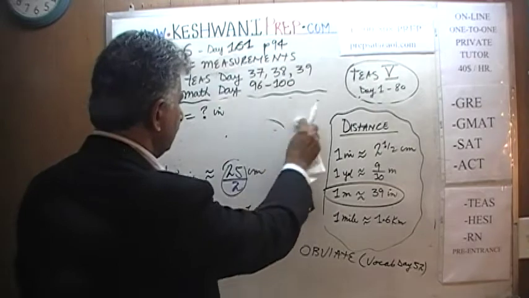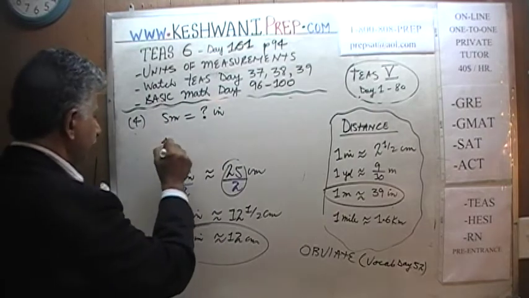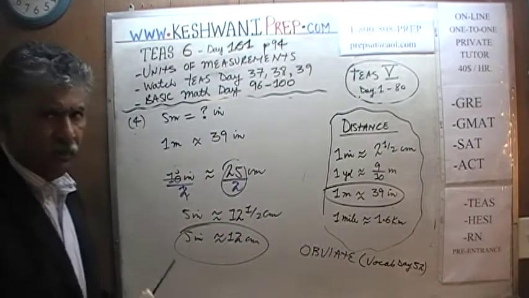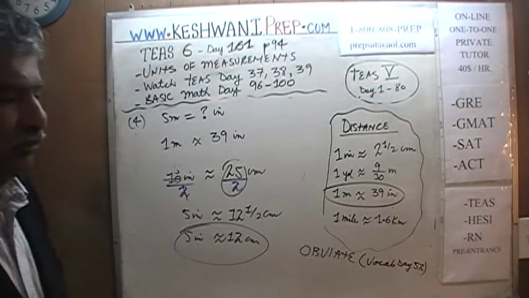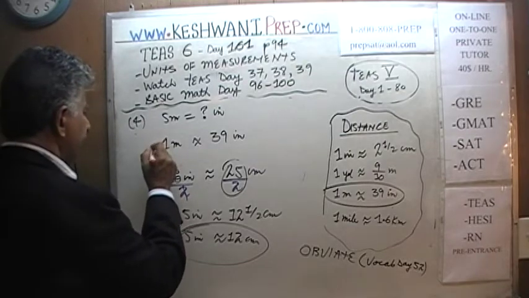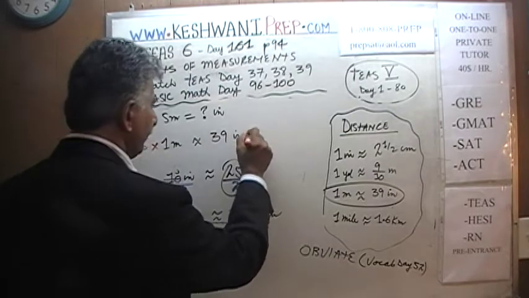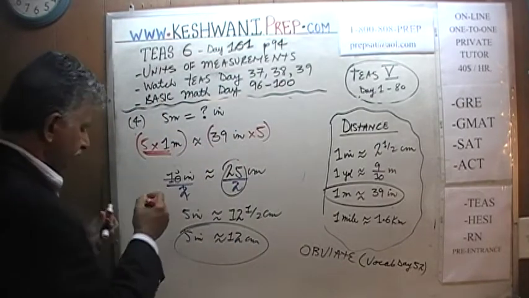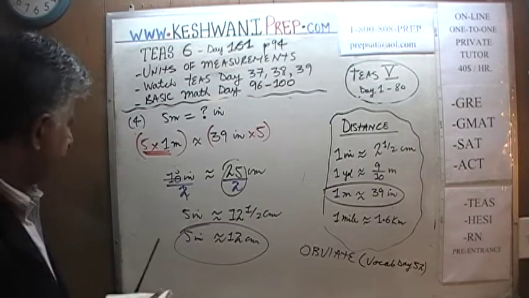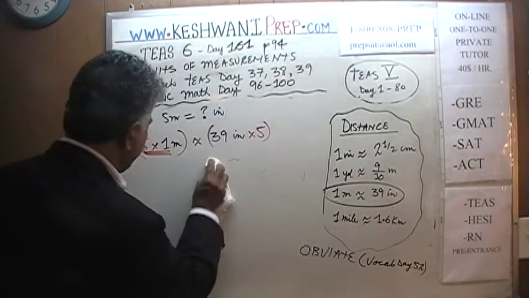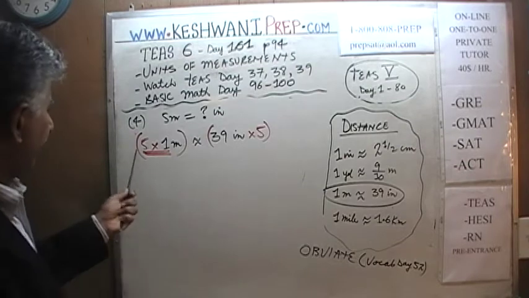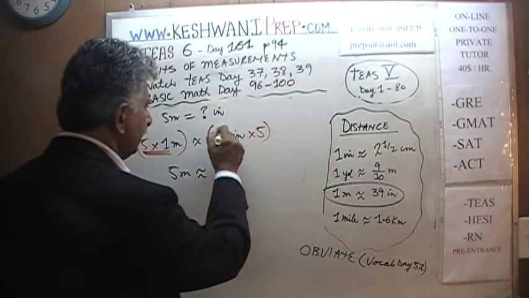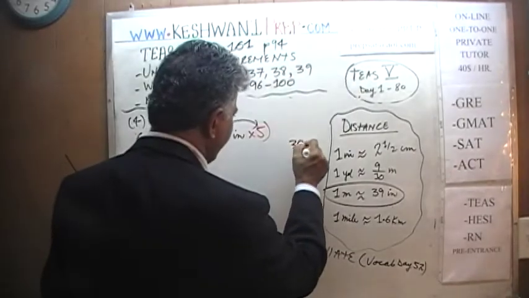We know that 1 meter is about 39 inches. We're not interested in one meter, we want 5 meters. Well, that's very simple. If you want 5 meters, just multiply both sides of the equation by 5. 5 times 1 is 5 meters, so we have our 5 meters that we wanted, which is approximately equal to 39 times 5. Let's do it out, 39 times 5.